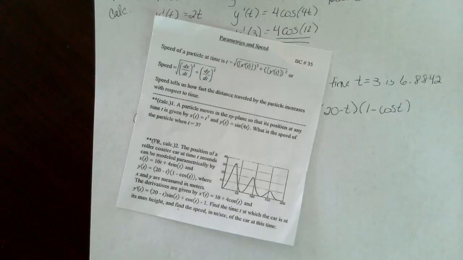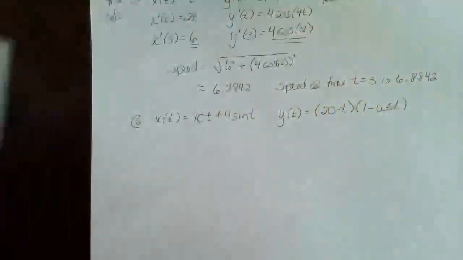Graph what? Y prime equation. And then find the what? Find the 0. Find the x-intercept, the very first one, because that's going to give you the time that the roller coaster was at its max height. Ready, go. Do that for me.